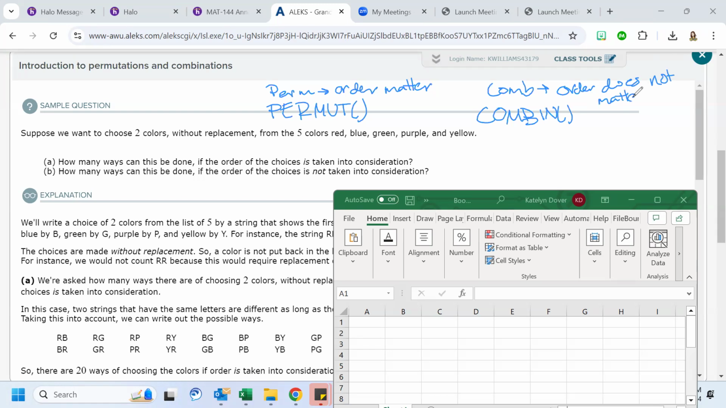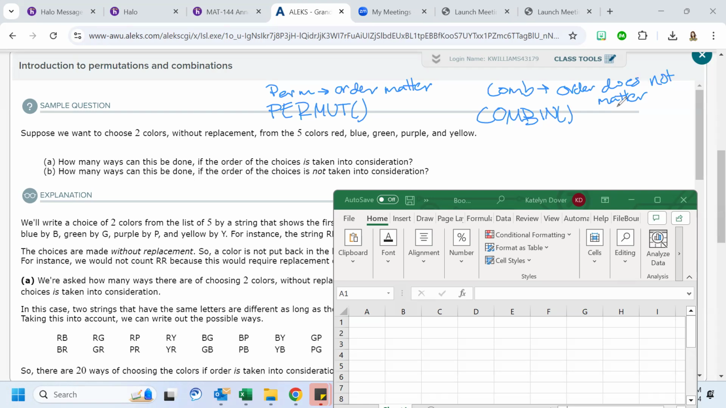Typically, when you see the problems, they will tell you if the order matters. So if the order does matter, typically you're going to see some wording that says order matters. The items must be placed first, second, third, fourth. You're choosing your president, vice president, administrative assistant. Situations like that, they have ranking, they have order. Those are permutations. A problem that is a combination will not always tell you order does not matter, but it should lack the wording that order matters.